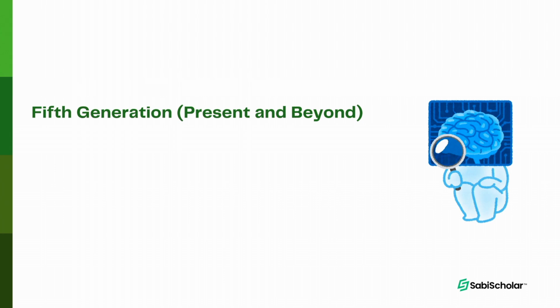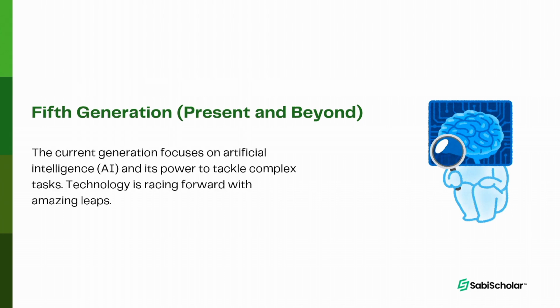And now we look at the fifth generation of computers. The fifth generation of computers is the current generation we are living in right now. The current generation focuses on artificial intelligence, and we're seeing artificial intelligence, AI for short, everywhere. It's something like ChatGPT, which can help you with your homework, and also the AI that can be used to generate images.